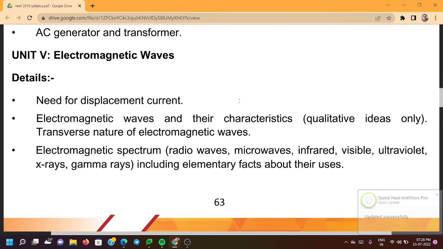Unit 5, Class 12 Physics: Electromagnetic waves. Need for displacement current, electromagnetic waves and their characteristics (qualitative ideas only), transverse nature of electromagnetic waves, electromagnetic spectrum: radio waves, microwaves, infrared, visible, ultraviolet, X-rays, gamma rays, including elementary facts about their uses.